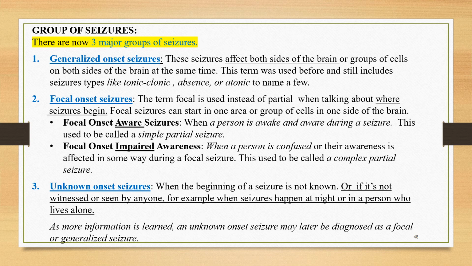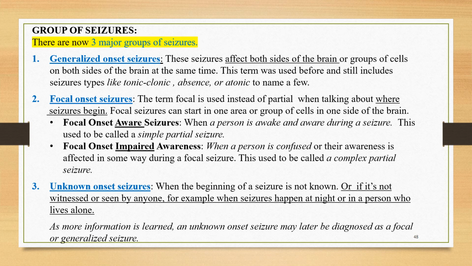Second, focal onset seizures. The term focal is used instead of partial when talking about where seizures begin. Focal seizures can start in one area or group of cells in one side of the brain. Focal onset aware seizures is when a person is awake and aware during a seizure. This used to be called a simple partial seizure.